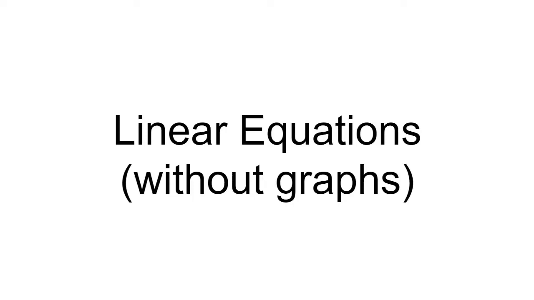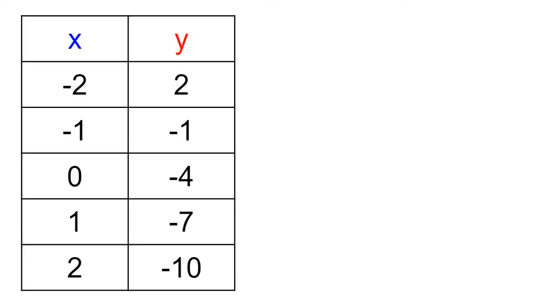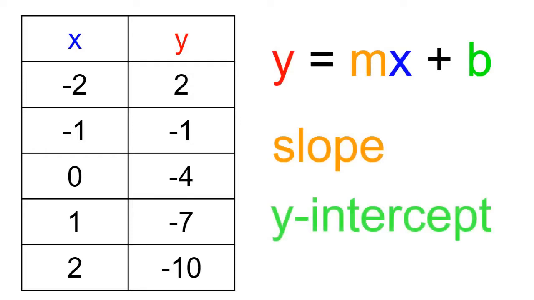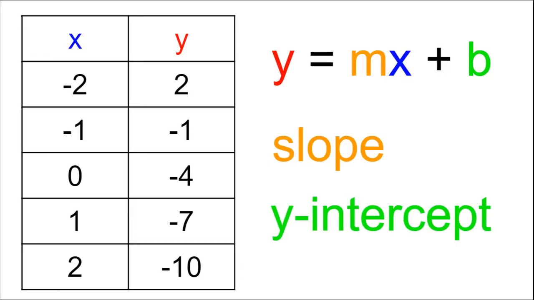In this video, I will go over how to make linear equations without using a graph. Now sometimes you are presented with a table and you need to figure out a linear equation from a table rather than using a graph. Now recall back from the last video that the formula for a linear equation is y equals mx plus b, where m is our slope and b is our y-intercept. So from this table, we need to figure out the slope and the y-intercept.